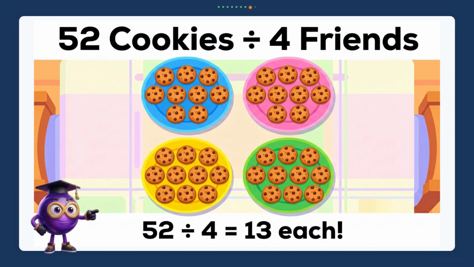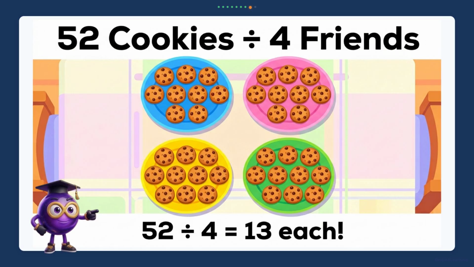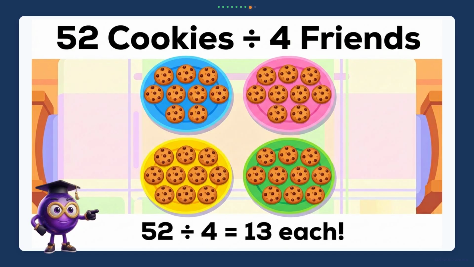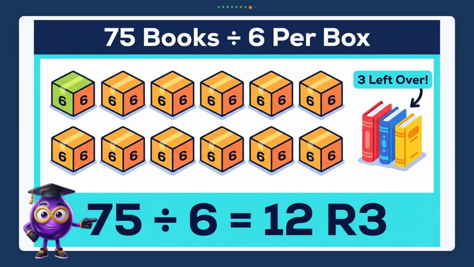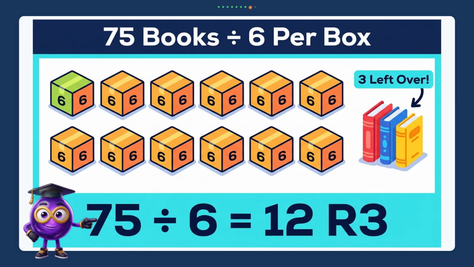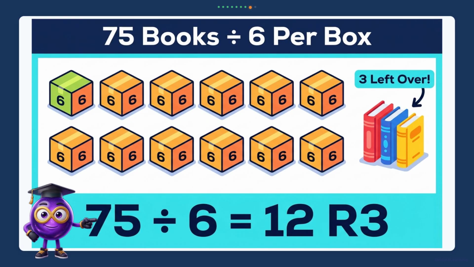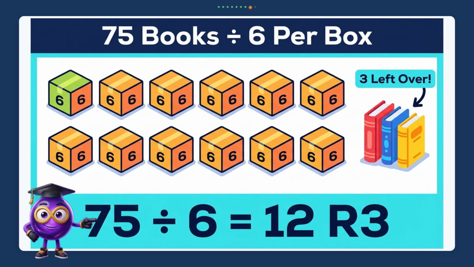Long division is everywhere. Imagine you have 52 cookies to share equally with 4 friends. 52 divided by 4 is 13. Each friend gets 13 cookies. Or you are packing 75 books into boxes that hold 6 each. 75 divided by 6 is 12 remainder 3. 12 full boxes, with 3 books left over.